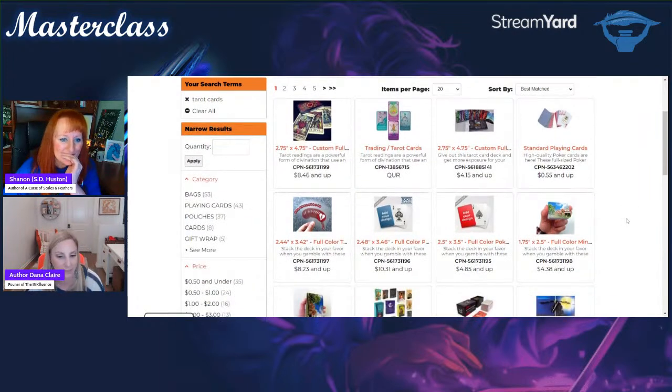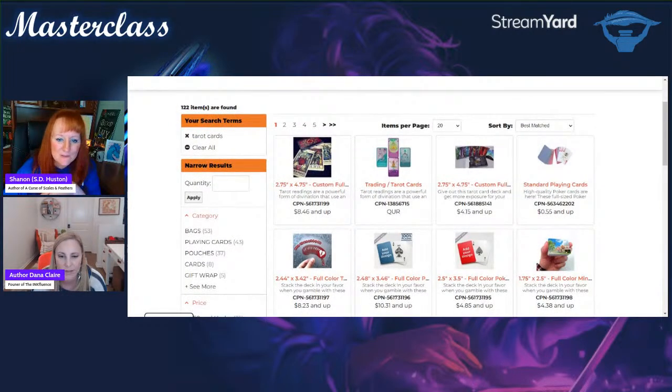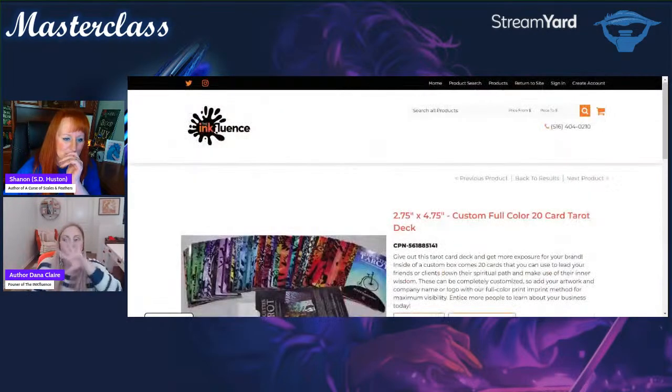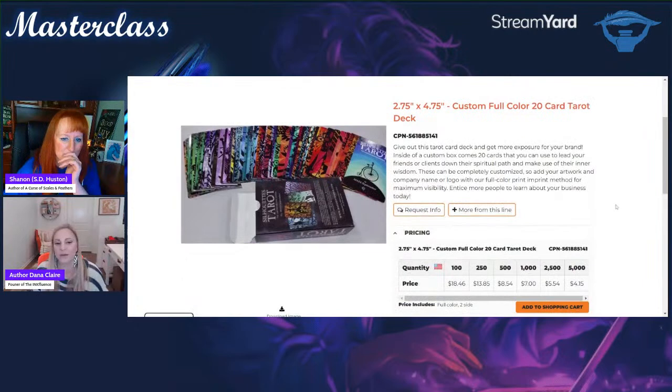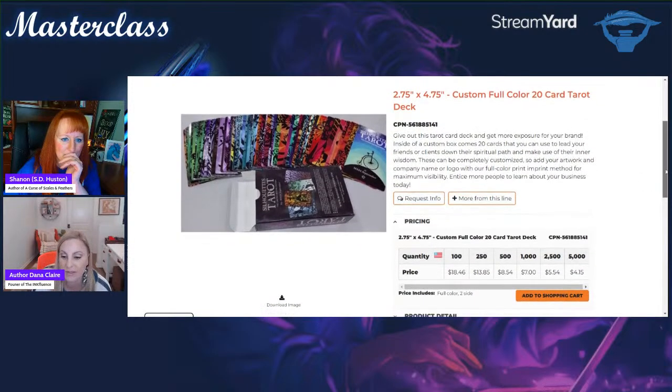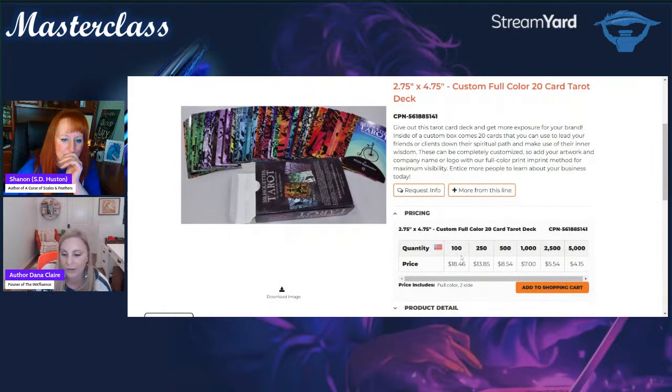And what's so nice about this is you can see the pricing right away and what the minimum order quantities are. So if you were to click on the one that's $4.15, the third one in, let's see what that looks like. This one. Yeah. I have hundreds of thousands of different products that we can do. So this is a custom full color 20 card tarot deck. If you go down, you can see what the prices look like from 100 all the way up to 5,000.